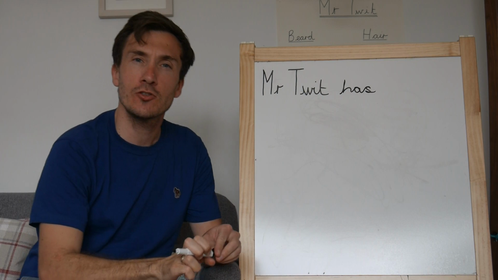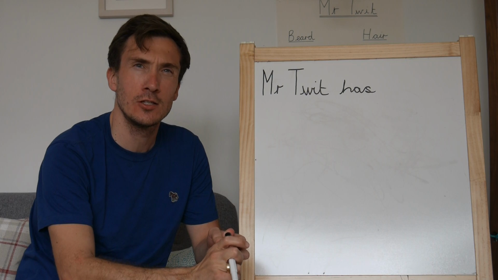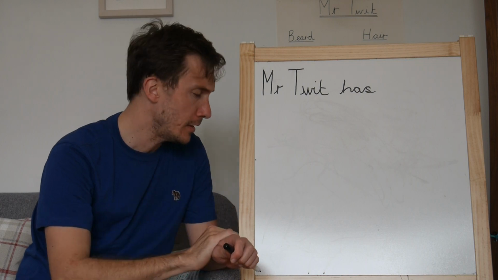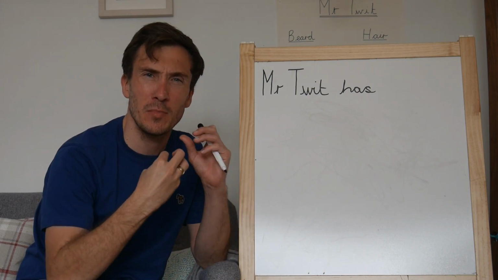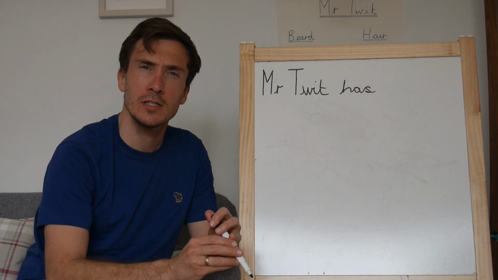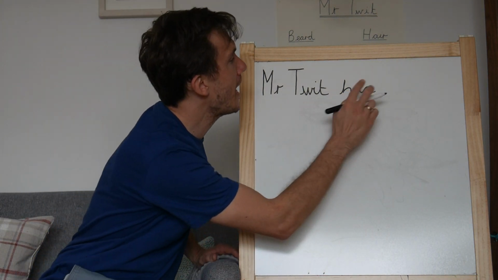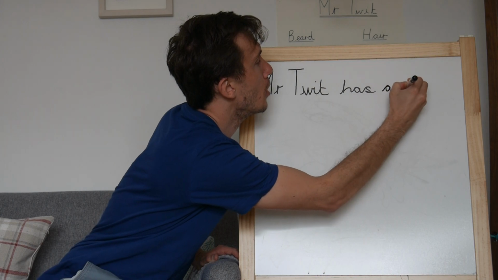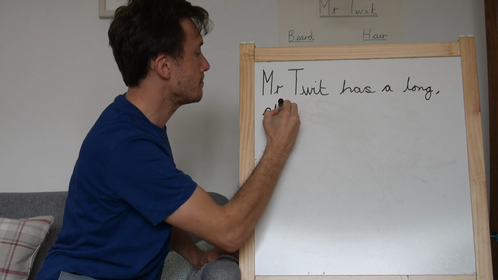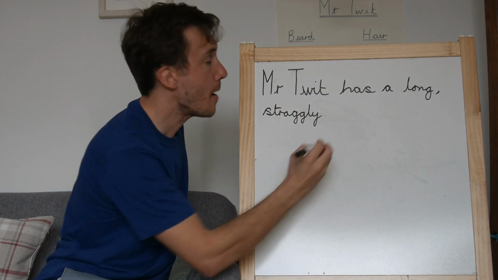Now what I'm thinking is I'm going to describe his beard to begin with, and I'm going to use the word straggly, because I quite like the word straggly. Straggly means uneven. So all different lengths in different places and very messy. But I think it's important to say that it's quite long as well. So I'm going to say long, straggly beard. So Mr Twit has a long, straggly beard.